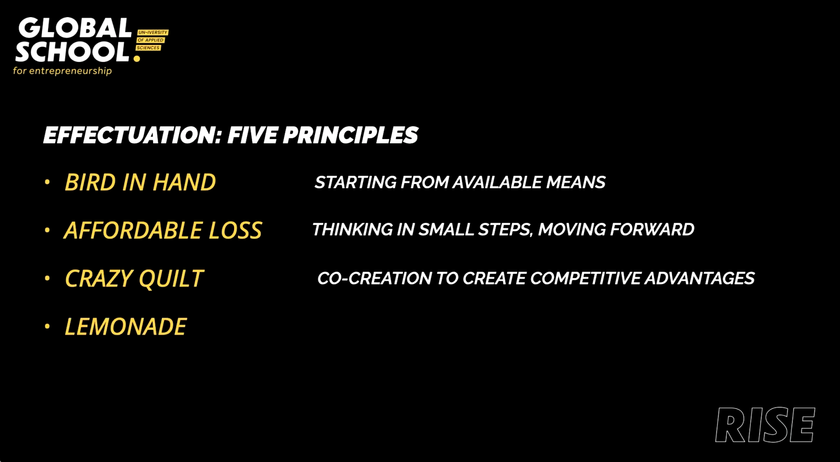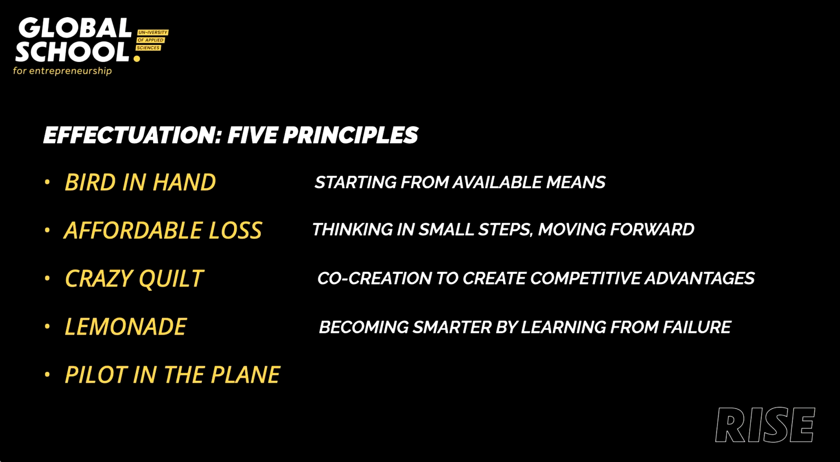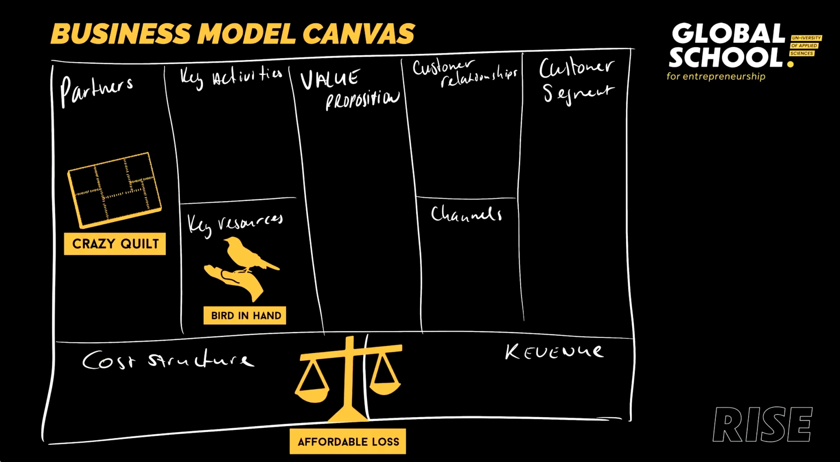You have the lemonade, which is during the process, which is about becoming smarter and learning from failure. And then you have the pilot in the plane, which is all about having an opinion and the drive to execute. Now let's tie these 5 principles to the business model canvas.